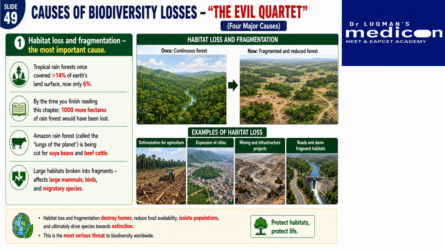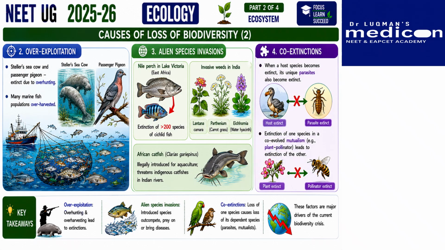Examples of habitat loss are deforestation for agriculture, expansion of cities, mining and infrastructure projects, and roads and dams that fragment habitats. So we have to protect habitats in order to protect life, and that's how you protect biodiversity. Next is overexploitation.